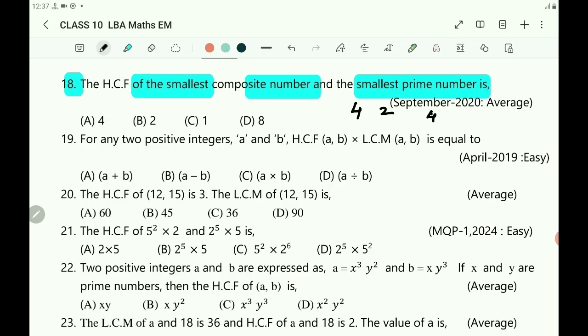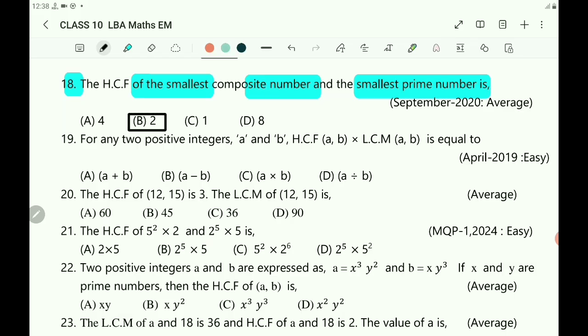So you take 4 equals what? 2 into 2. Then 2 equals 2 only, or otherwise you can write 2 into 1. The common factors are 1 and 2, and the greatest factor, the highest common factor, is 2. So what is the HCF of 4 and 2? The HCF of 4 and 2 is 2.